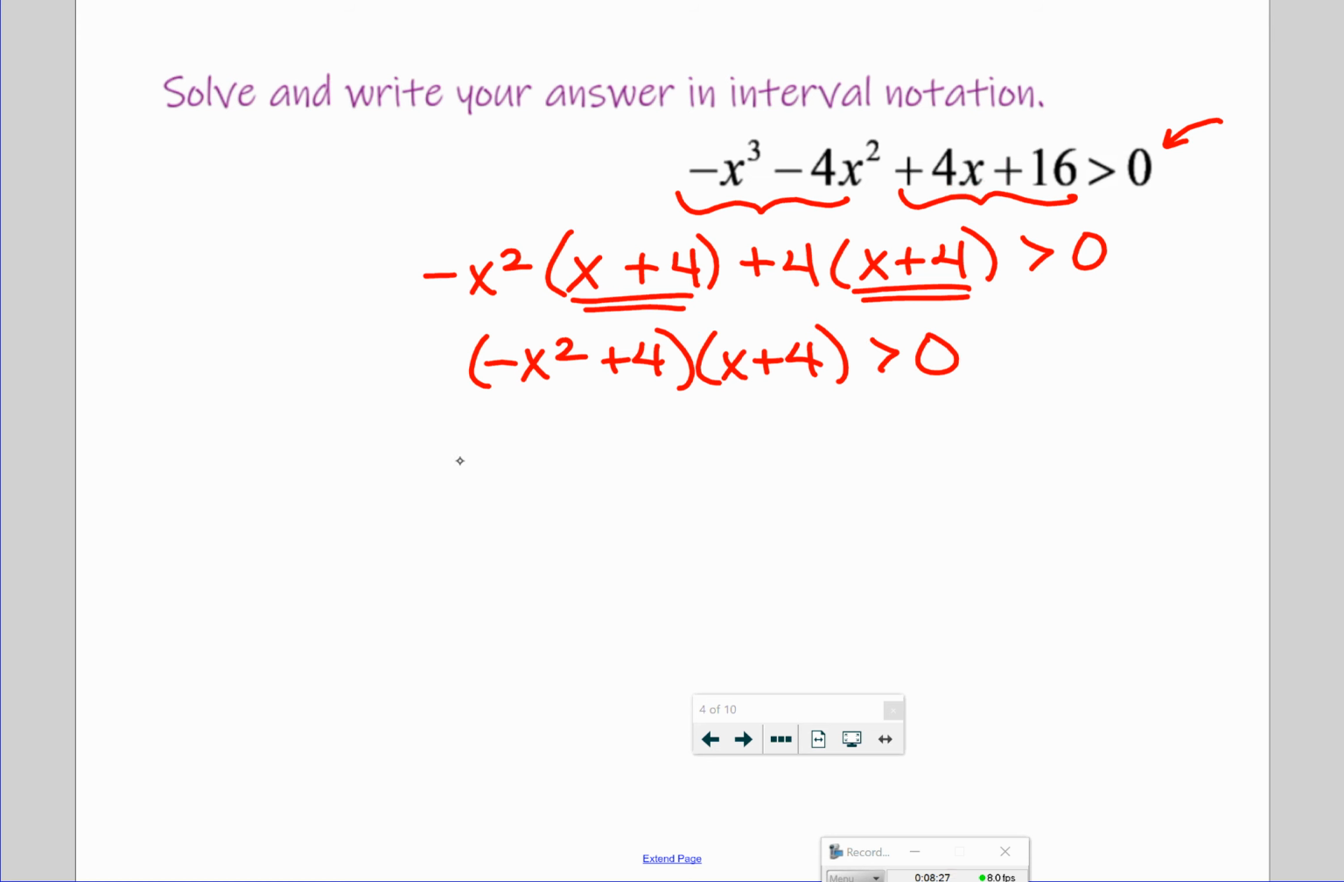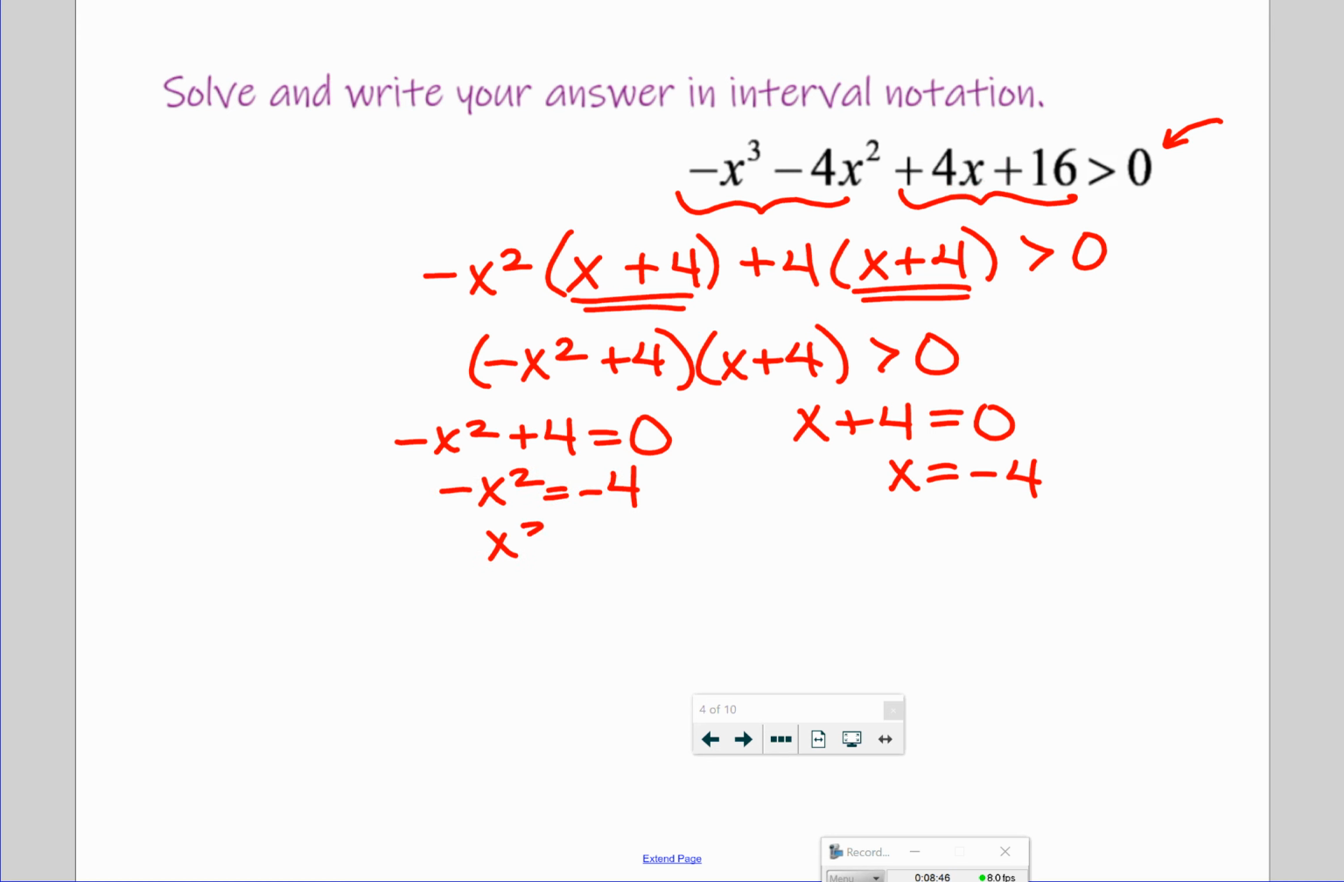Now you can set each of these equal to 0 to find your breaking points. If I set x plus 4 equal to 0, I get x equals negative 4. If I set negative x squared plus 4 equal to 0, I'm going to subtract 4, negative 4, divide the negative through, which gives me a positive 4, and then when I take the square root, plus and minus 2.